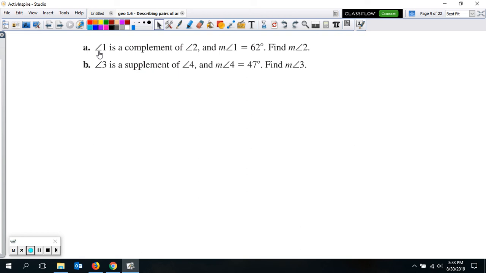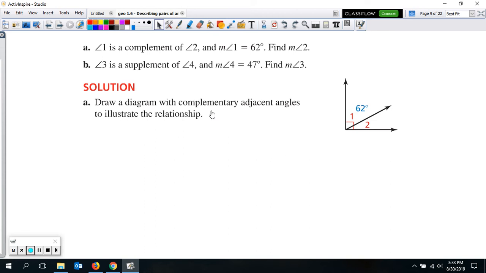So A says that angle 1 is a complement of angle 2. And it tells us that the measure of angle 1 is 62 degrees. Find the measure of angle 2. So it says here to draw a diagram, and you don't have to draw a diagram because if you know that it says complement, you know that means they add up to 90. You could just say 90 minus 62, and that's what would give you 28 degrees for measure of angle 2.